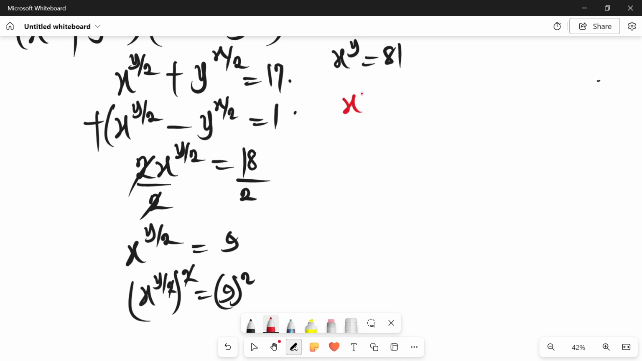This can be reduced to the index form, the exponent form. Let me just say the index form of x to the power of y is equal to 3 to the power of 4. Now, a math person will obviously know what to do from here.